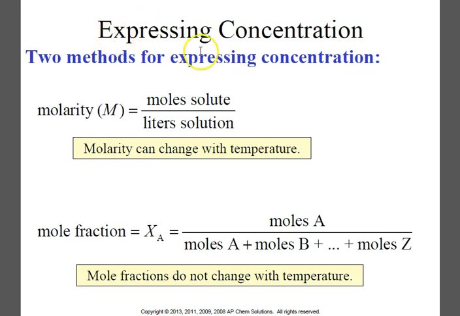All right, we'll stop there. Review the types of solutions and be sure that you're very familiar with the types of alloys and that you can recognize them in a picture.